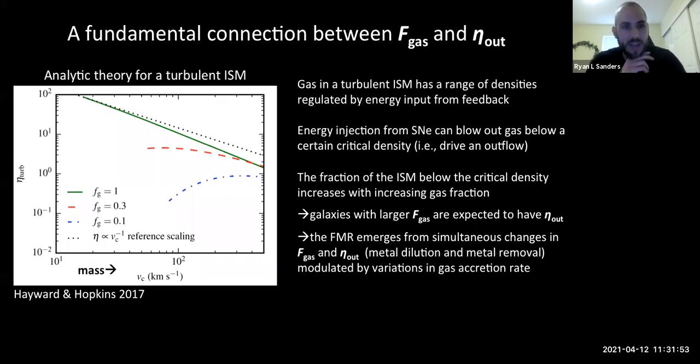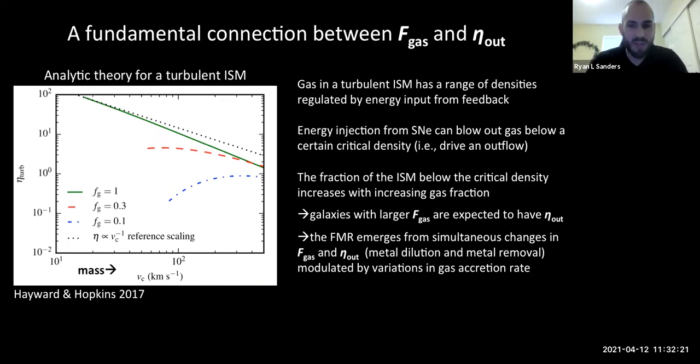So this is some analytic theory work from Chris Hayward and Phil Hopkins from a nice paper back in 2017. And they basically did analytic theory for outflows in a turbulent ISM. So a turbulent ISM has a range of densities that's regulated by the energy input and the feedback in these galaxies. And the energy injection from supernovae can blow out gas as outflows if that gas is below a critical density in the ISM.